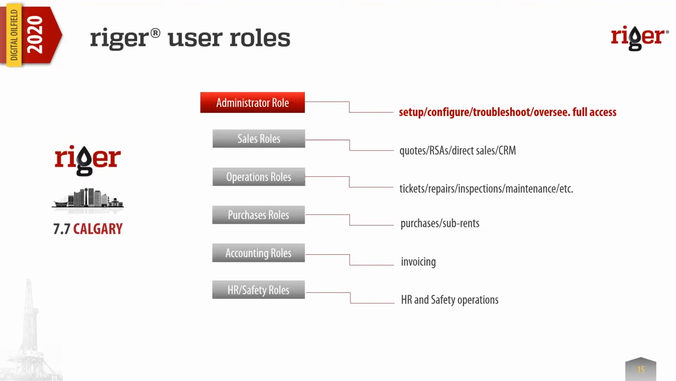Next category, accounting roles. We have 2 accounting roles in the system, which will be dealing directly with invoices, and accounting roles actually have a really high level of access to RigER documents. So the access is not going to be limited just to the invoicing, because accountants often need to see the documents that have been used to generate those invoices. Last but not least, the HR and safety roles category. So these two roles in this category will be dealing with human resources documents and the safety documents.